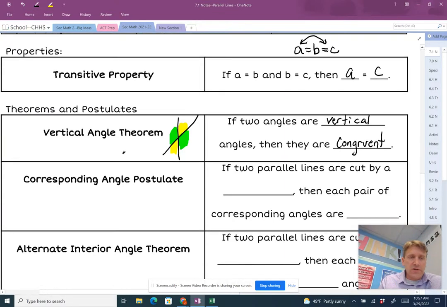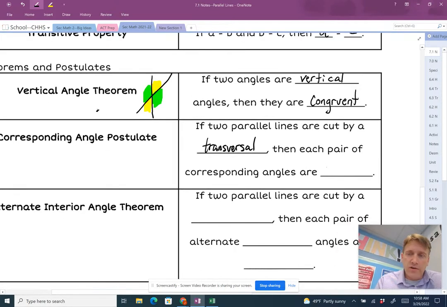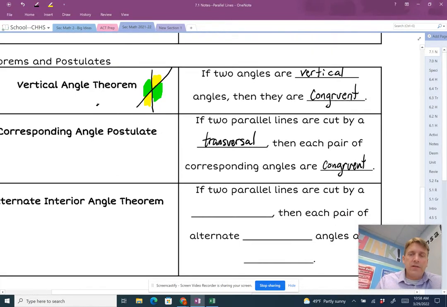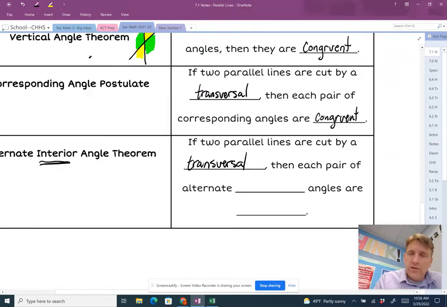All right, corresponding angle postulate. If two parallel lines are cut by a transversal, then each pair of corresponding angles are congruent. If two parallel lines are cut by a transversal, then each pair of alternate, and because this is the alternate interior angle theorem, each pair of alternate interior angles are congruent.